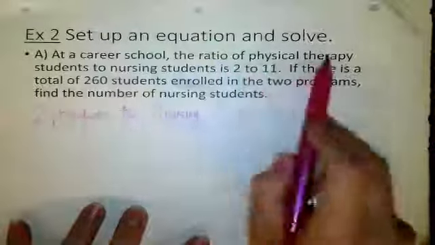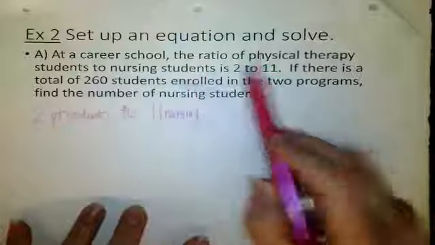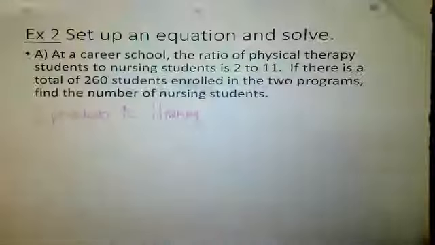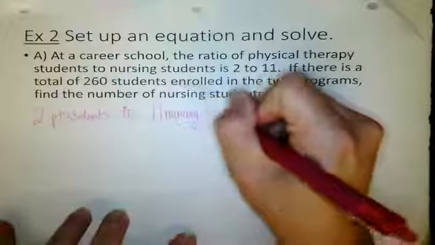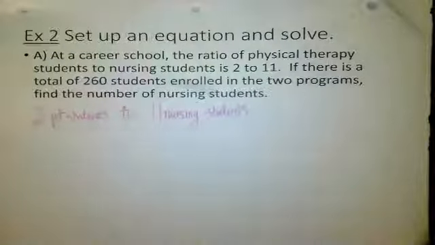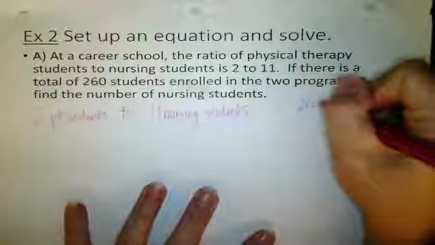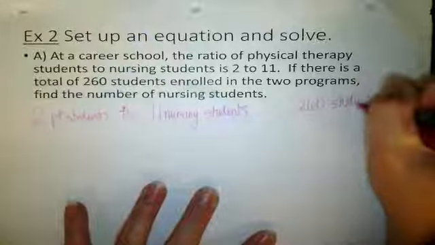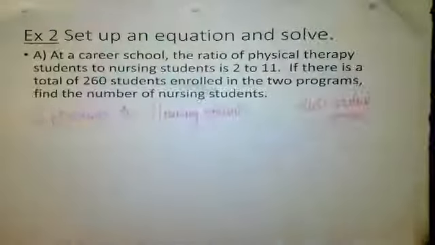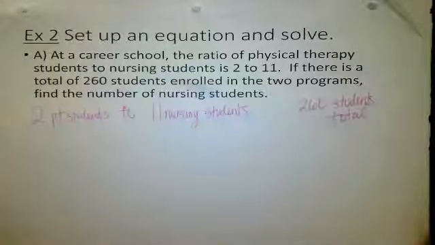So this is the ratio of physical therapy students to nursing students. The 2 would be the physical therapy, the 11 would be nursing. And it says if there's a total of 260 students enrolled in the 2 programs, find the number of nursing students. What are we trying to find?